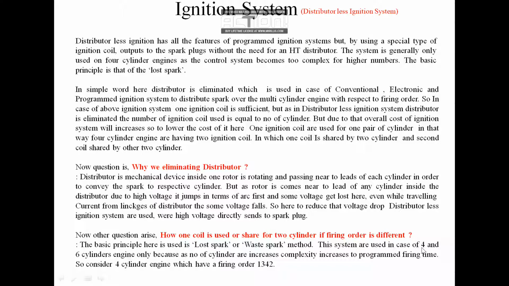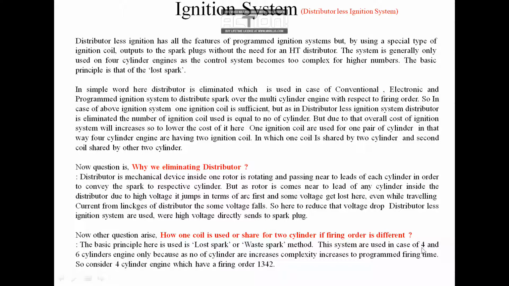It uses the NOx sensor, the engine coolant temperature sensor, the MAP sensor, and in addition it uses the throttle position sensor. So it takes the input from the sensors only. It's similar to the programmed ignition system in respect of the processing, in respect of the ignition timing decision or calculation.